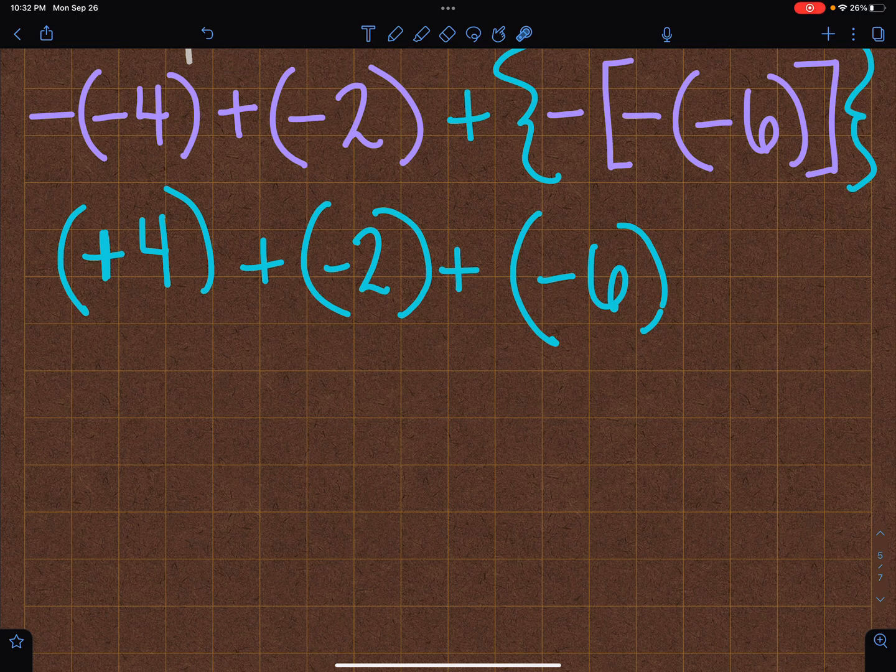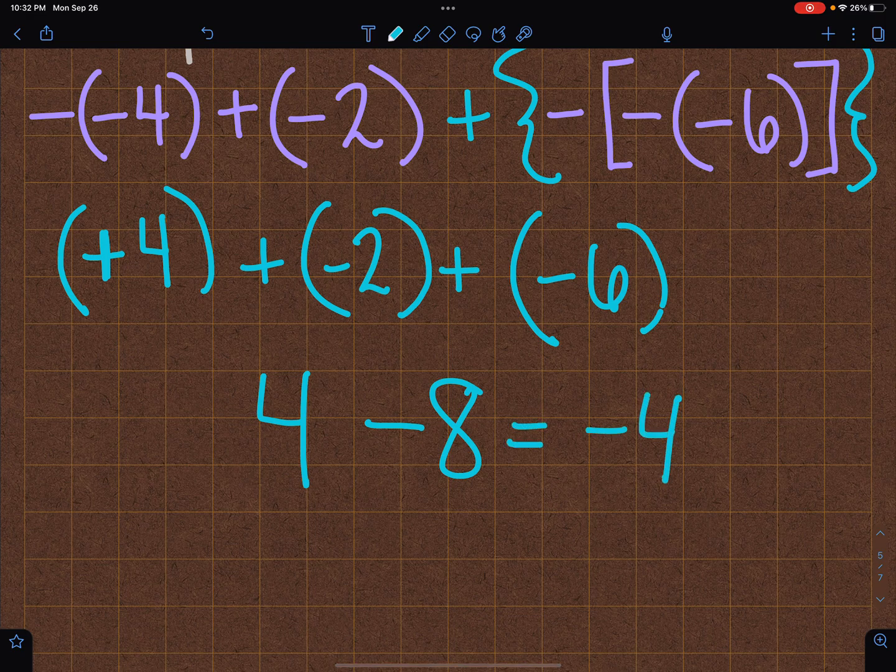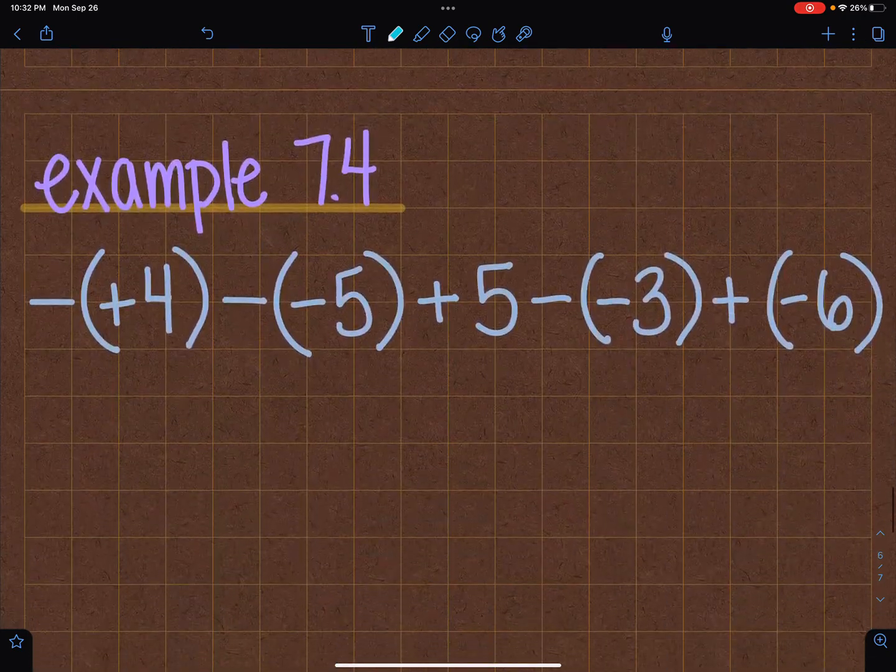Okay, what would happen if we add all the negatives together? -2 plus a -6 is -8. And then we bring down that 4, and so it's just 4 minus 8, and we get -4. We get the same answer because it doesn't matter in what order you add numbers. You get the same answer. All right, let's do the last one.